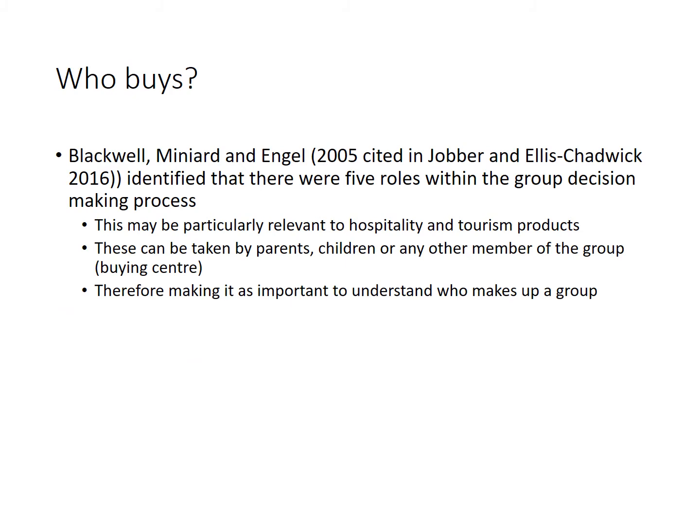So who buys? Blackwell, Minard and Engel, 2005, cited in Jobber and Ellis-Chadwick, 2016, identified there were five roles within the group decision-making process. And by the way, Engel, Kollat and Blackwell also published their consumer buying behavior model back in 1979. Now there have been other consumer behavior models which they cite in terms of the group decision-making process and of different roles. So this may be particularly relevant to hospitality and tourism products.